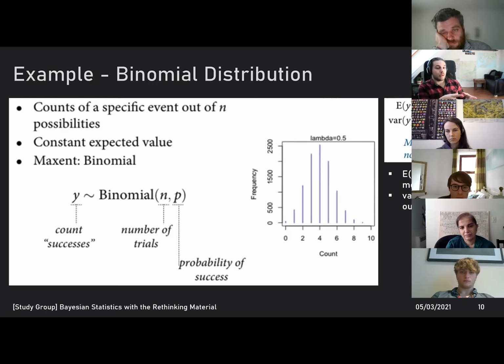When we talk about our constant expected value, what we mean is the mean. So that is n times p. That's the expected mean value. The variance of that outcome is then just n times p times 1 subtract p.